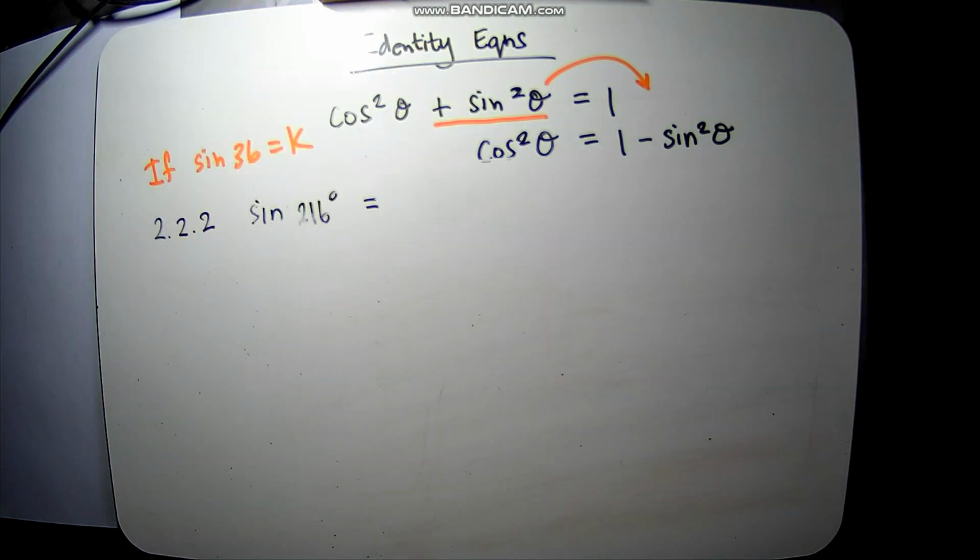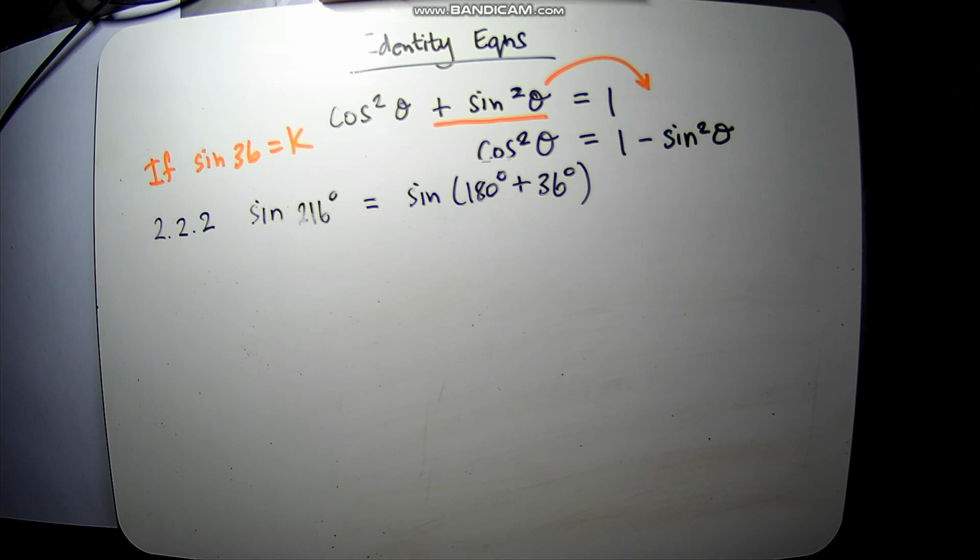The next question, sine 216 degrees. Remember that it's a continuation of the question. If sine 36 is equal to k. Okay, so here you have to use the reduction formula. Pause the video, try it out, see how it goes. Okay, so 180 plus theta. So 180 plus 36 will give us 216.